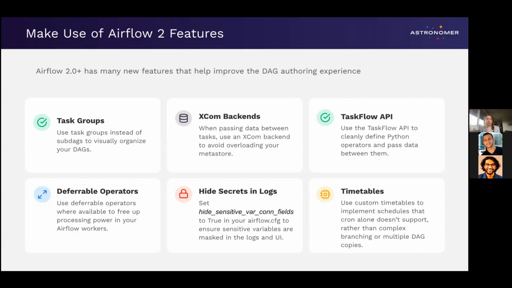They can also be a replacement for sub DAGs. That can be my actual best practice recommendation to you here: use task groups instead of sub DAGs. If you're familiar, sub DAGs can have a lot of performance issues. They're not really first class citizens in Airflow. Task groups are going to be a much better option, at least in terms of organization.